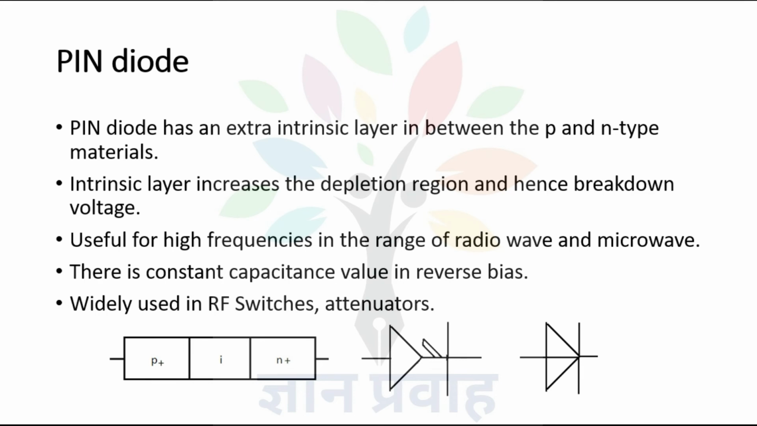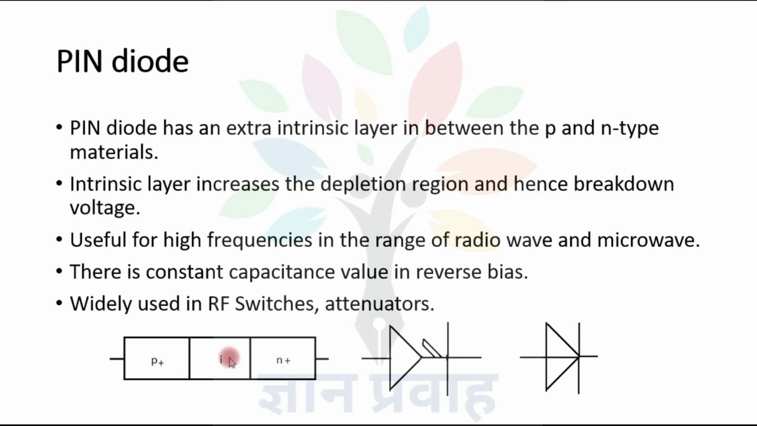PIN diode. The full form of PIN is P-type, intrinsic and N-type material, because here we are using three layers: P-type material, intrinsic and N-type material. The doping of the P-type and N-type materials is high, so that's why we represent them as P plus and N plus regions. And between the P-type and N-type material, intrinsic material is used.